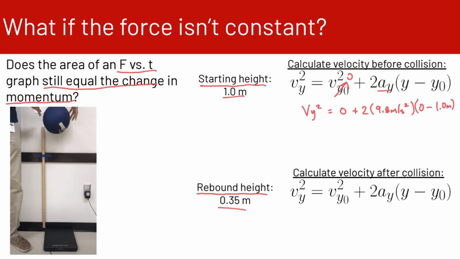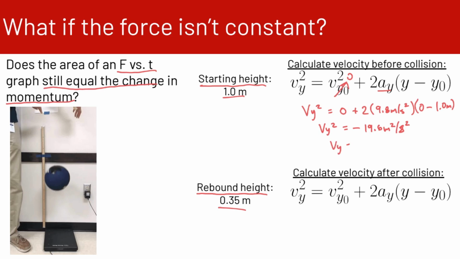If we do some simplification, 2 times 9.8 times negative 1 means vy squared is equal to minus 19.6 meters squared per second squared. If we take the square root on both sides, we end up with vy equal to minus 4.43 meters per second. So the ball is falling at a rate of 4.43 meters per second.